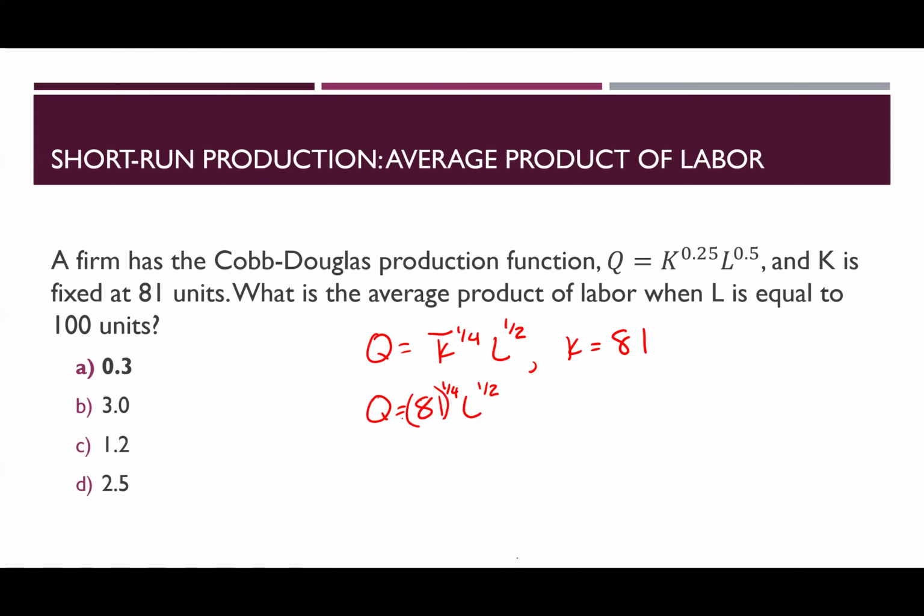If you know your multiplication tables, the fourth root of 81 is 3. So we'll get quantity of output is equal to 3 times labor to the 1/2 power. And the question here asks us to find the average product of labor when labor is equal to 100 units. So let's go ahead and substitute for labor.